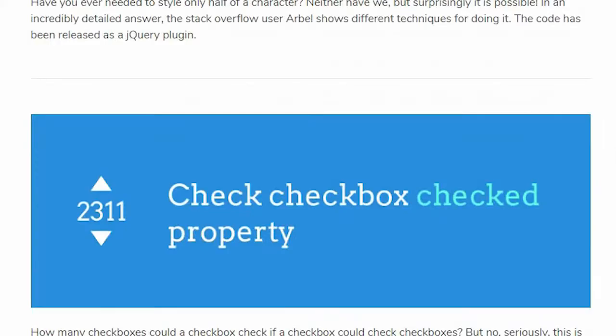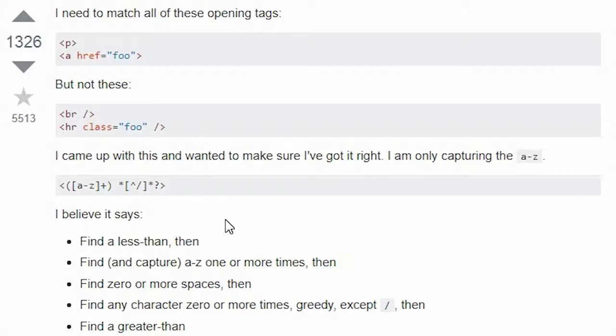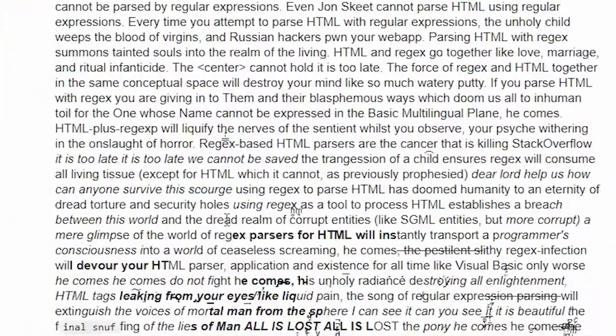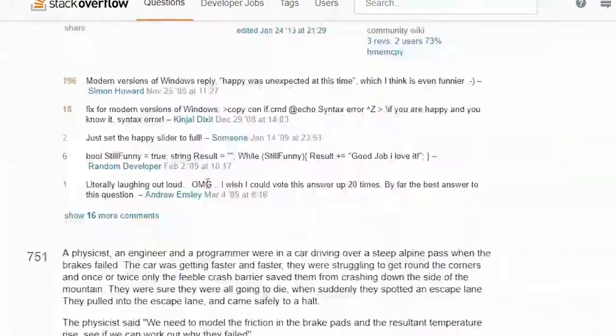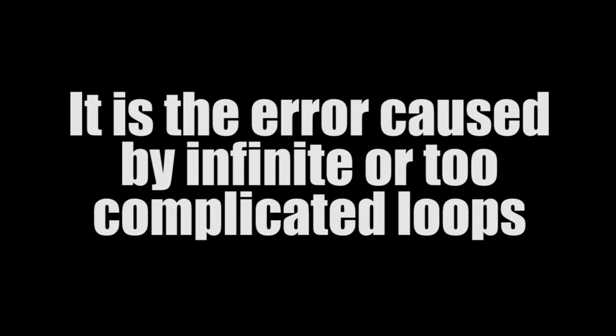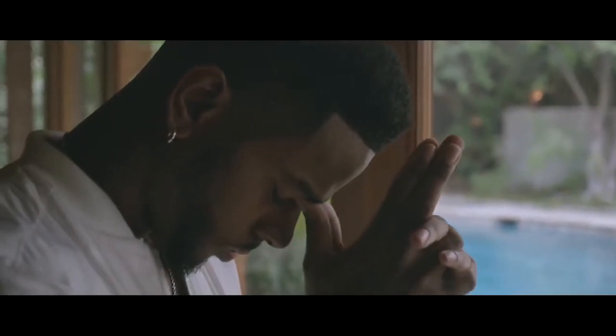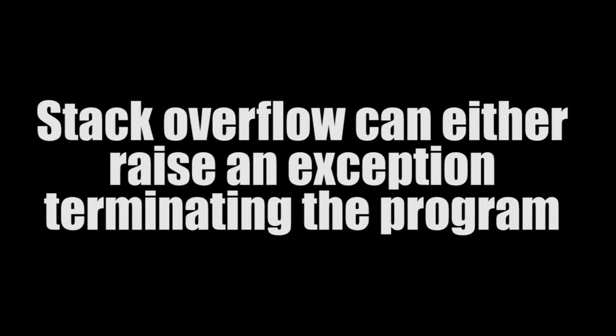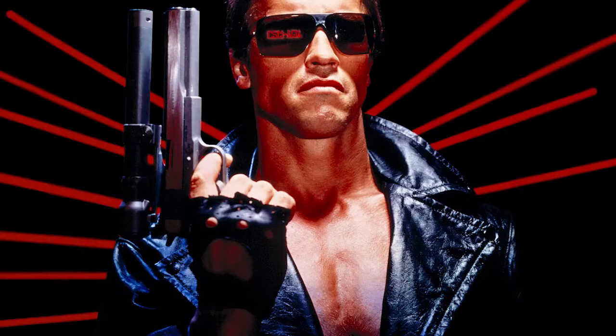Even though it is closely related to poor programming, it is not that website for programmers sharing their personal life challenges. It is the error caused by infinite or too complicated loops. Got way too complicated for me. Stack overflow can either raise an exception terminating the program, or be handled by expanding the segment for the process.